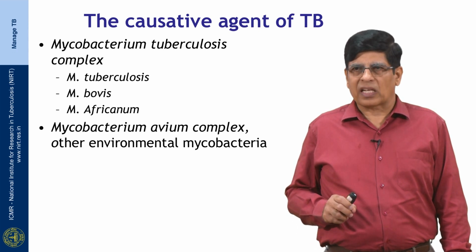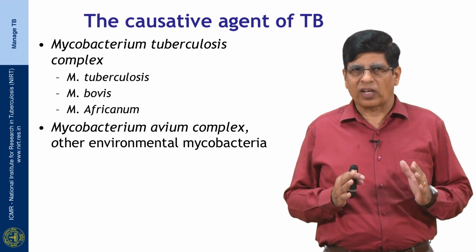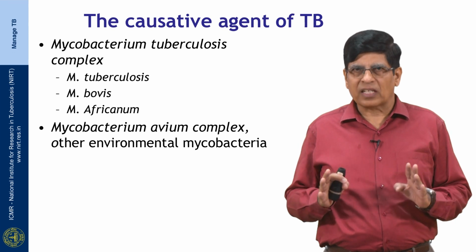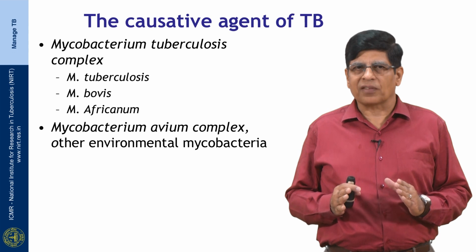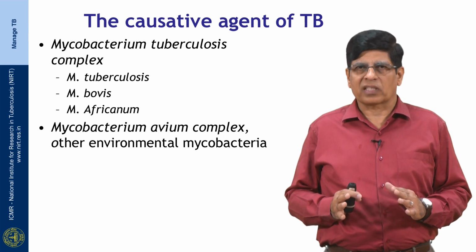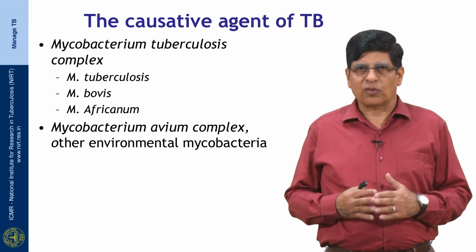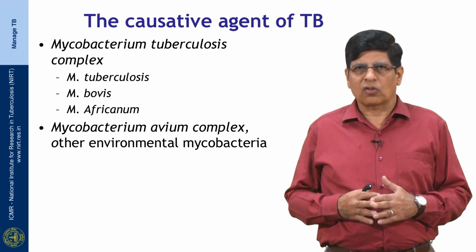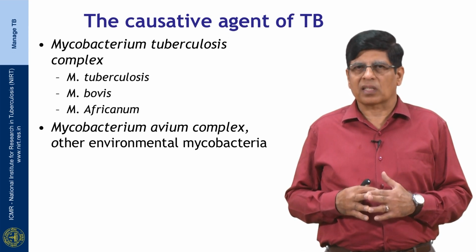There is another group of organisms called environmental mycobacteria, which are generally present in soil and water. Normally, they do not cause disease in an immune competent person, but when the immunity levels get reduced drastically, then they can cause active disease. Of all these organisms, termed together as environmental mycobacteria or non-tuberculous mycobacteria, Mycobacterium avium complex organisms are the predominant ones.